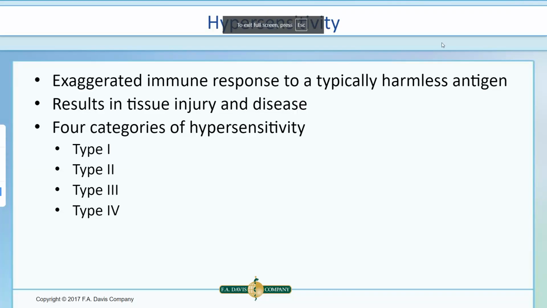Hypersensitivities. A hypersensitivity is an exaggerated immune response to typically harmless antigen. In other words, your immune system overreacts to something that it shouldn't be reacting to. It results in tissue injury and disease. There's 4 main categories of hypersensitivity: type 1, 2, 3, and 4. And they're called type 1 hypersensitivity, type 2 hypersensitivity, and so forth.